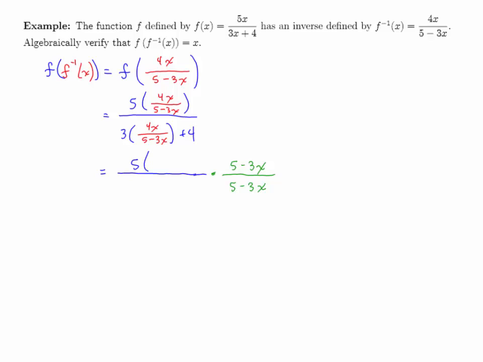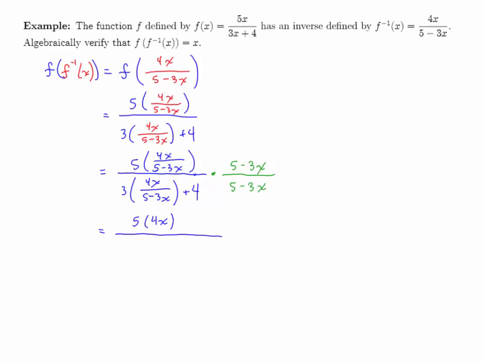So 5, put that original expression in, times our quantity, 4x over the quantity 5 minus 3x. And that denominator is still there. Okay. Now, as we look at this, it's important to note that we've multiplied the entire numerator and entire denominator by the quantity 5 minus 3x. So in the numerator, that will just cancel with the factor 5 minus 3x that we see, and we'll be left with 5 times 4x.